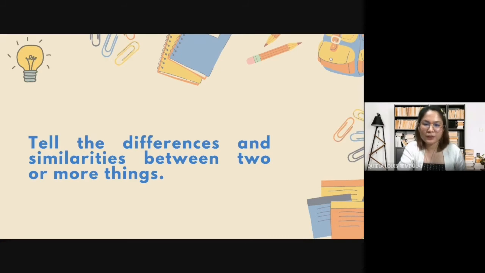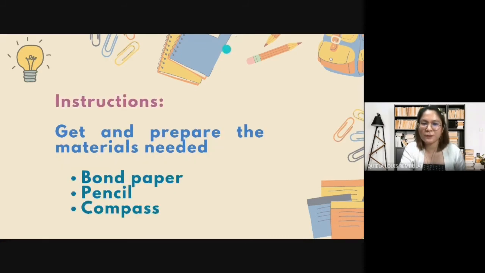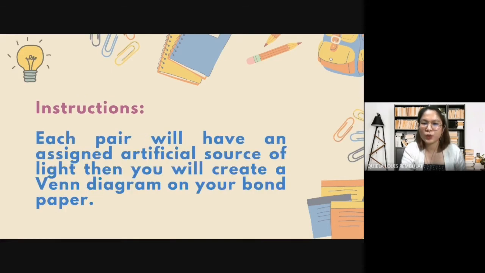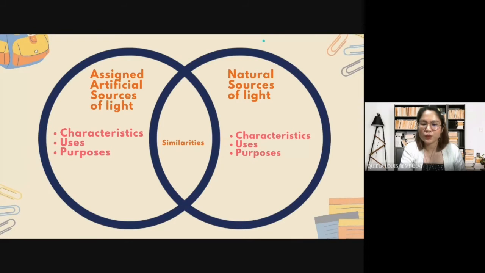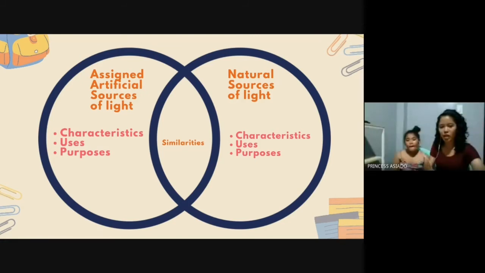Now, we will proceed with our activity. So, did you prepare your materials? Can I see? Where is your bond paper, pencil, and compass? Very good. All of you have prepared the materials. Now, we will be using your groups from our previous session. So each pair will have an assigned artificial source of light. Then you will need to create a Venn diagram on your paper, just like this sample. So you need to compare the assigned artificial source of light and natural sources of light. Again, children, what do you need to compare and contrast? The natural and artificial sources of light.